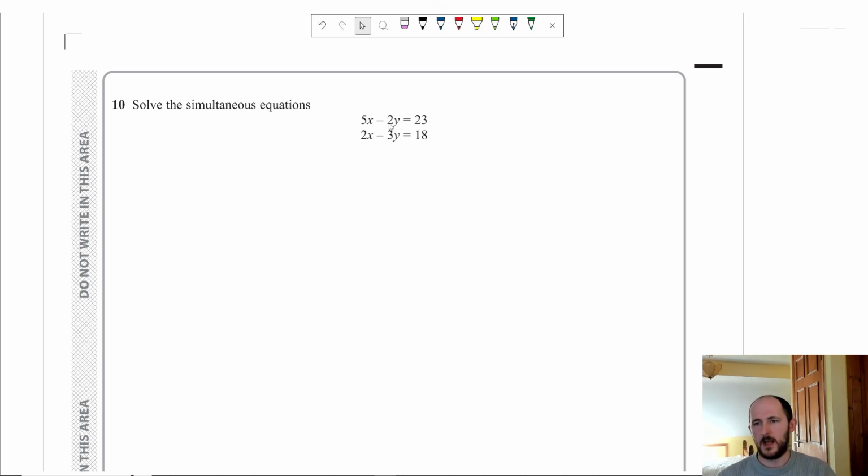What do I want to do? I'm going to make x the same. So if I times the first equation by 2 and the second equation by 5, then I can write it as this. So 5x times 2 is 10x, minus 2y times 2 is minus 4y, 23 times 2 is 46. 2x times 5, 10x, minus 3y times 5, minus 15y. 18 times 5, well 5 times 10 is 50, 8 times 5 is 40, so that should be 90.